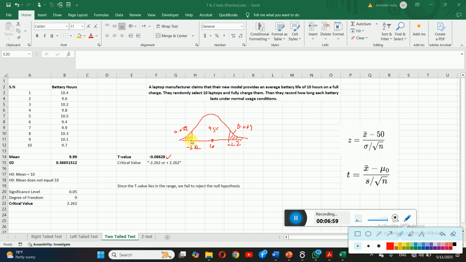If it lies either below this critical value or above this critical value, then you can reject the null hypothesis. Otherwise, you cannot, or you can say we fail to reject the null hypothesis.